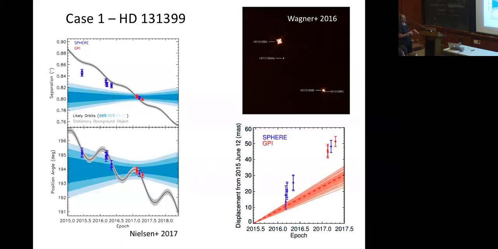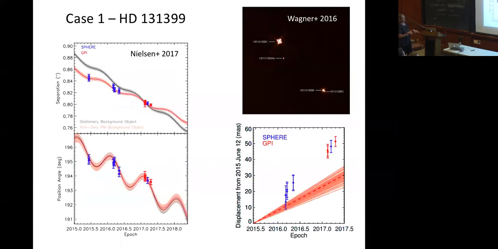So the solution here turned out to be that this is a non-zero proper motion background object. So it's a background object. It's close enough that it does have some parallax and proper motion, but that parallax and proper motion is distinct from that of the star in the foreground. And I'll come back to this object.